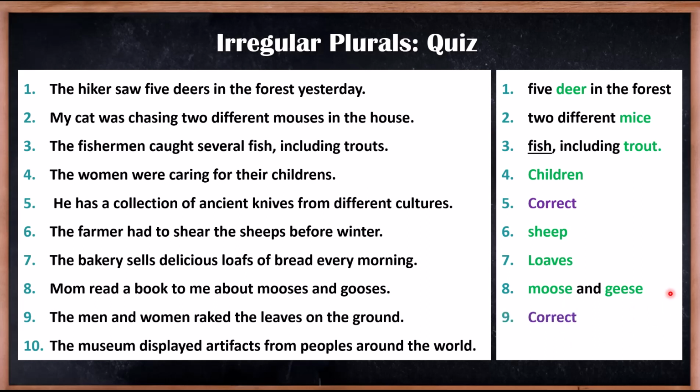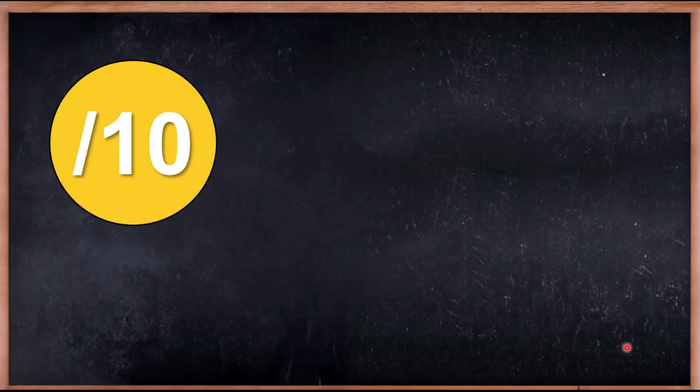Number 9 is correct. The men and women raked the leaves. Leaves is the plural form of leaf. And finally, number 10 is incorrect. We do not write peoples with an S. We write people. People is the plural form of person. One person, two people.